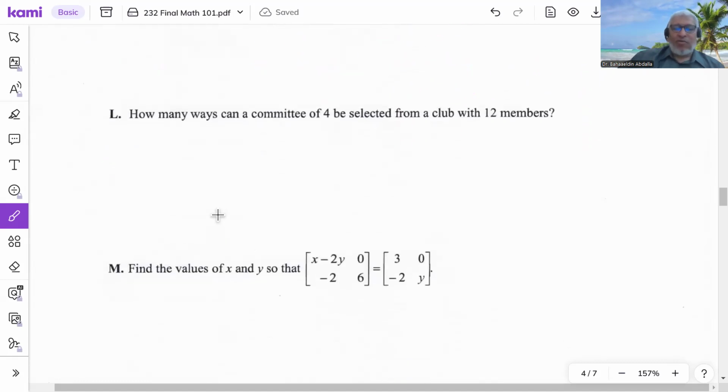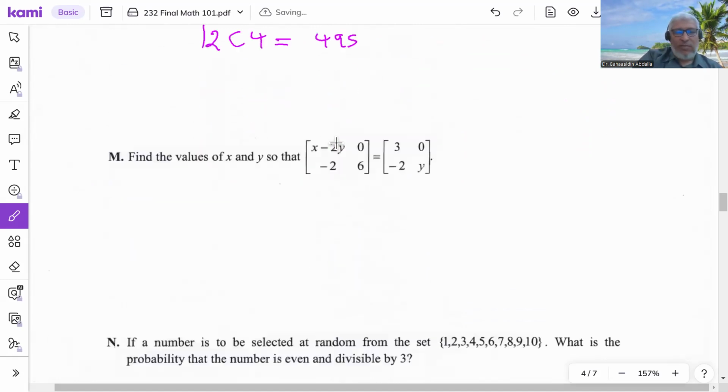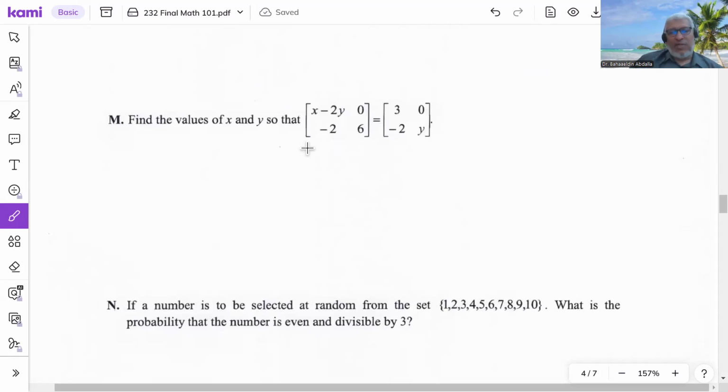How many ways can a committee of 4 be selected from a club with 12 members? 12C4. There is no order, so it's 12C4. If there is an order, it will be 12P4. And if you use the calculator to find the answer, you will find that the answer is 495.